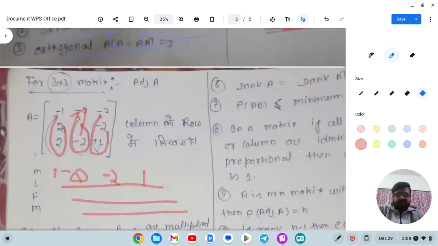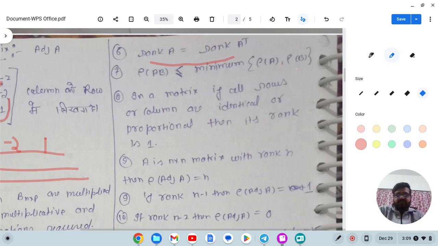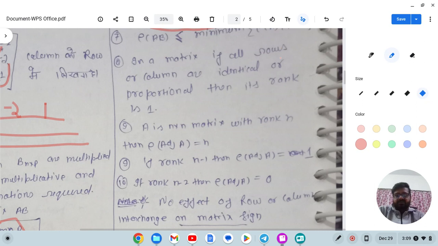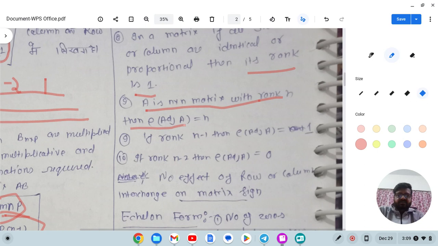Now we come to the next point. Rank of A is equal to rank of transpose of A. Rank of AB is less than or equal to the minimum of rank of A and rank of B. In a matrix, if all rows or columns are identical or proportional, then its rank is 1. These points are very good. You have to remember all these points. When you attempt your question paper, you should keep these points in your mind, because a 1 mark question can come from this concept.